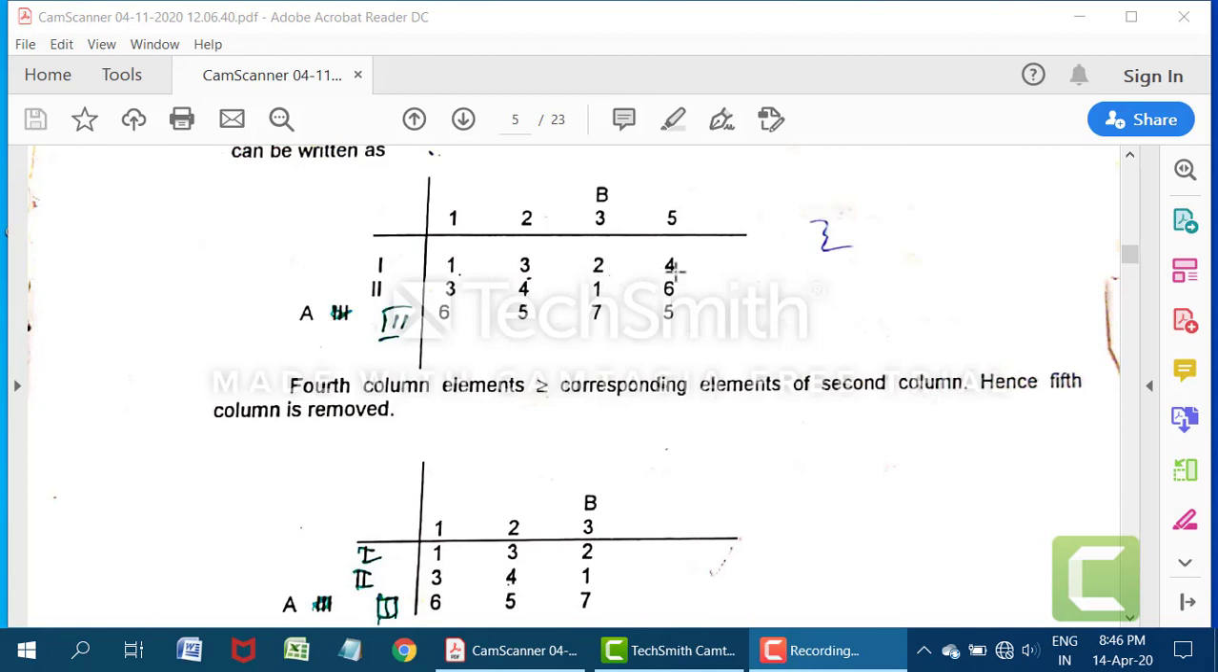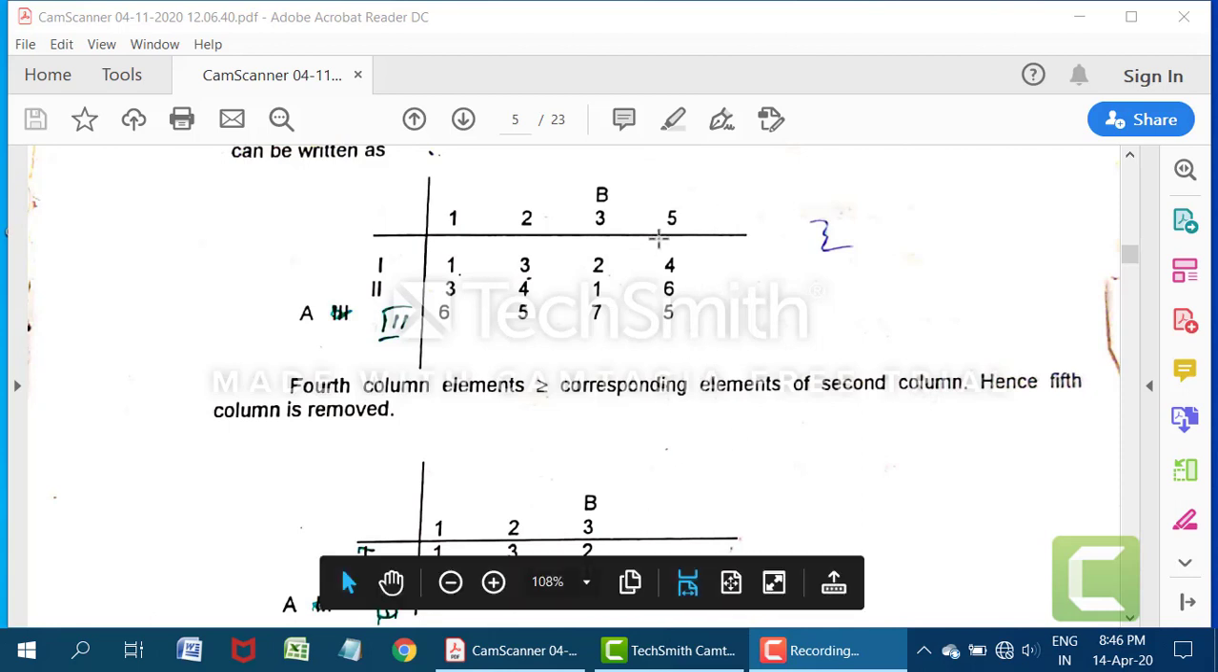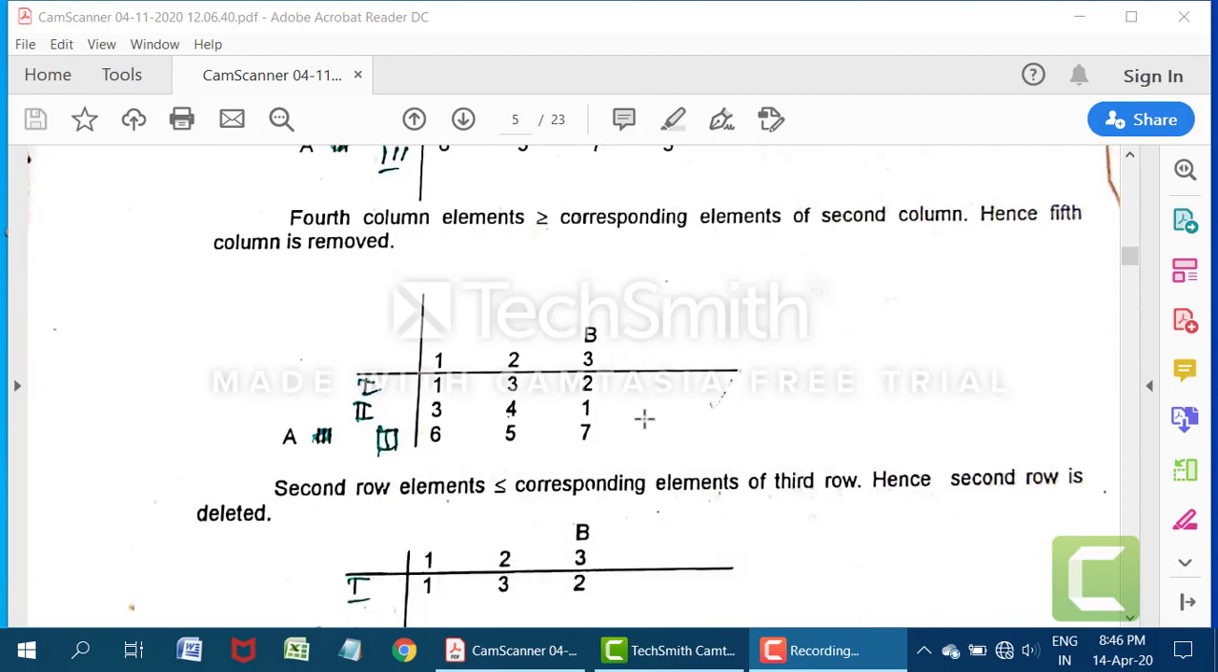Compared to this one, second and fifth strategy: 3 less than 4, 4 less than 6, 5 less than or equal to 5. Hence, for B it will be a burden. Fifth strategy is a burden. Hence, the fifth column is also deleted. When the fifth column is also deleted, applying the second rule, this will be the game.